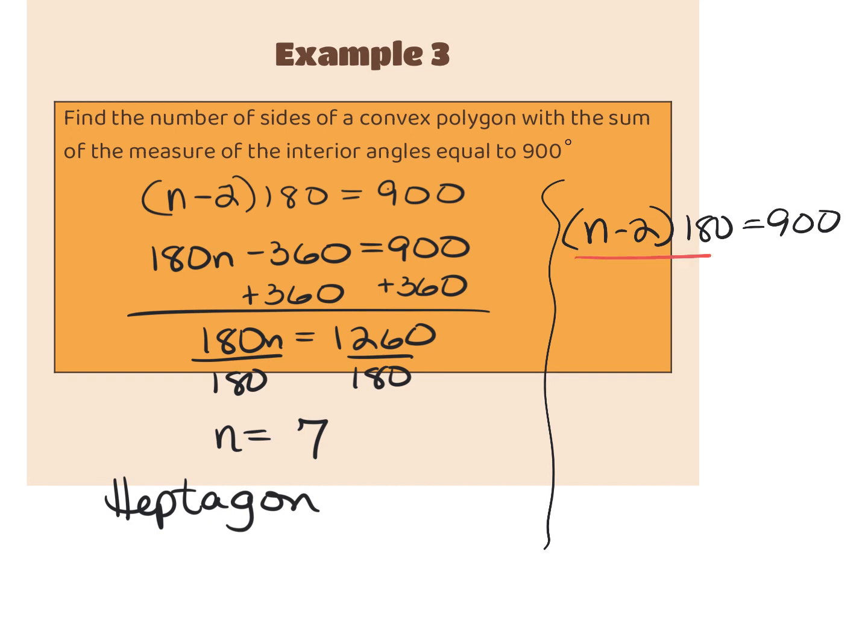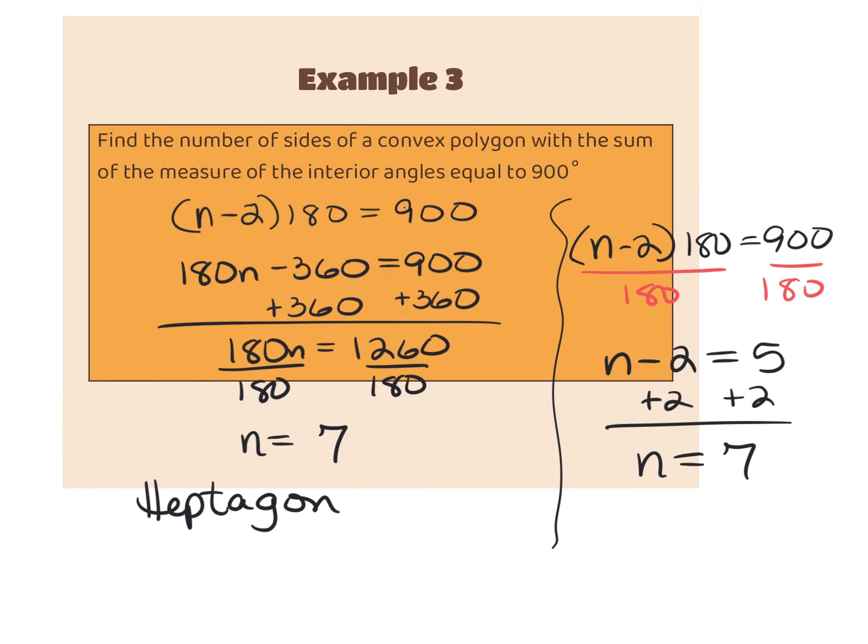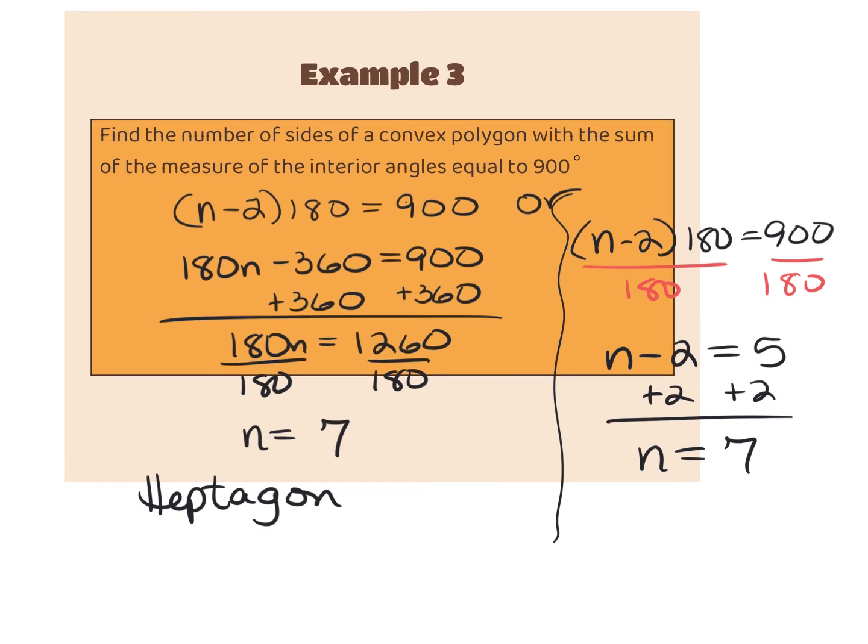You could divide both sides by 180 to begin with, instead of distributing, and then you're left with n minus 2, and then 900 divided by 180 is 5, and then just add the 2, and n equals 7. So you can use either solving technique, whichever way your Algebra 1 teacher taught you, or whatever you're more comfortable using.